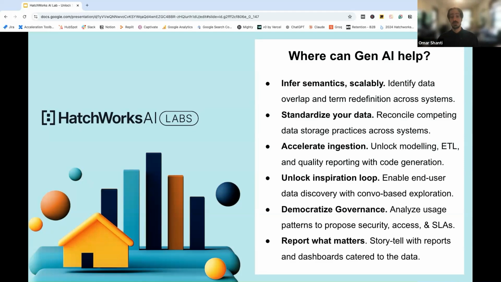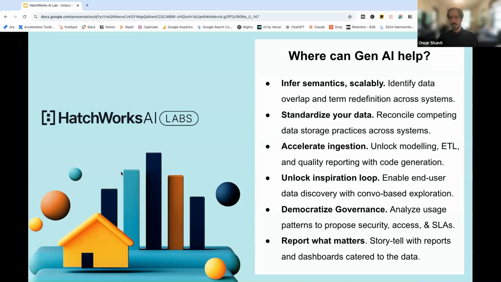It can also help with standardizing different forms of data structures. We mentioned address as a good example. At the top of the call, Federico mentioned the different ways to spell a name, so we can talk about some of those as well.